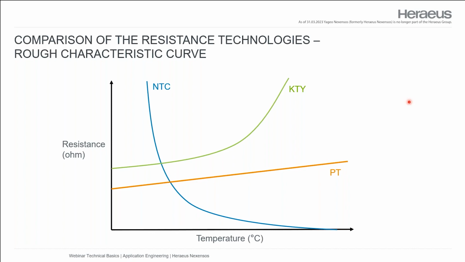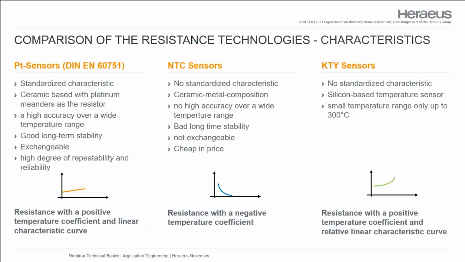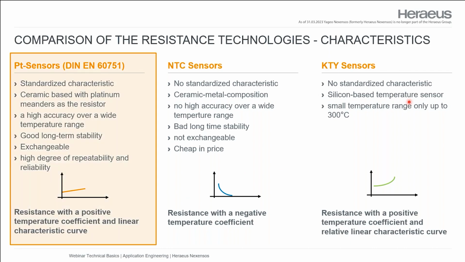And the KTY is also a positive temperature coefficient type, but it's a completely different method of how the system works. Here you see in a small explanation these three types, which use the resistance for measuring temperatures, and our favorite for sure is currently the platinum temperature sensor. In that overview, we try to compare a bit these three sensor types.